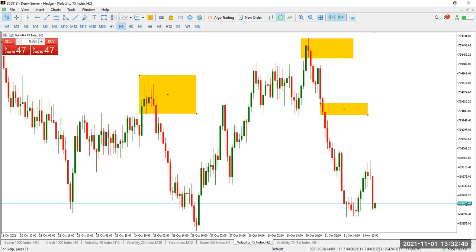What do we call this one here? That's a strong base. Who is the person speaking? A strong base. Good. That is a strong base.